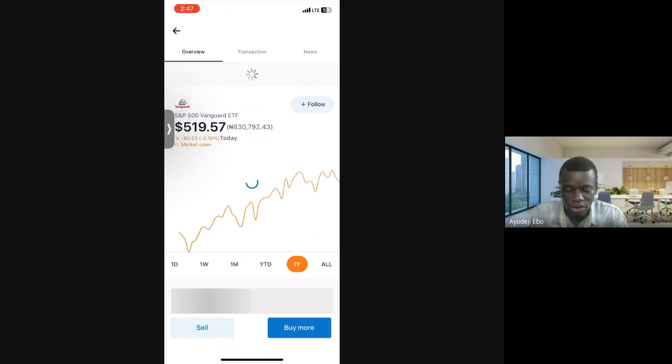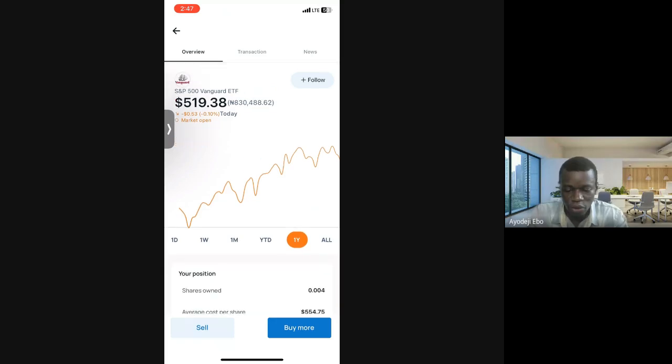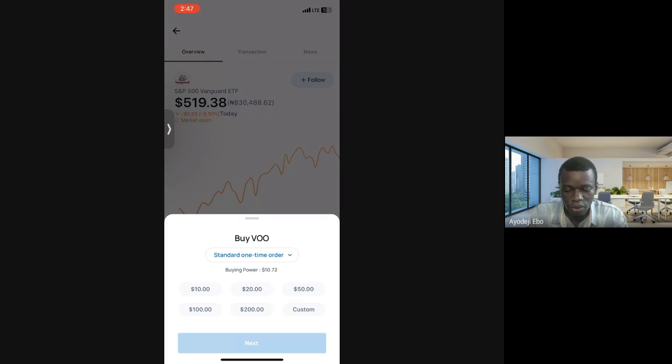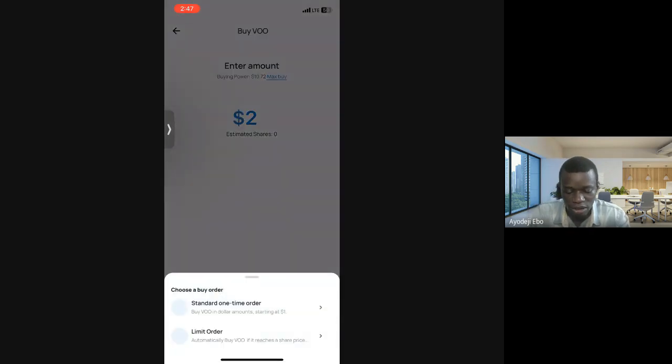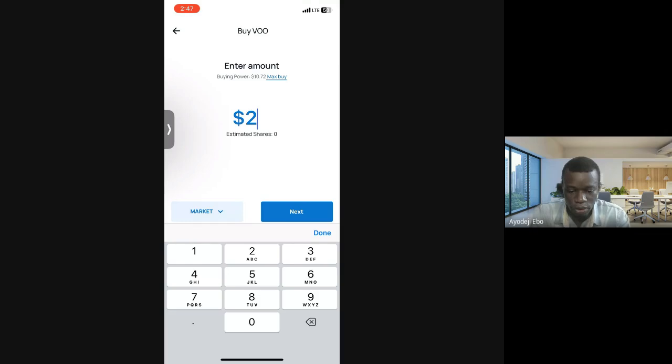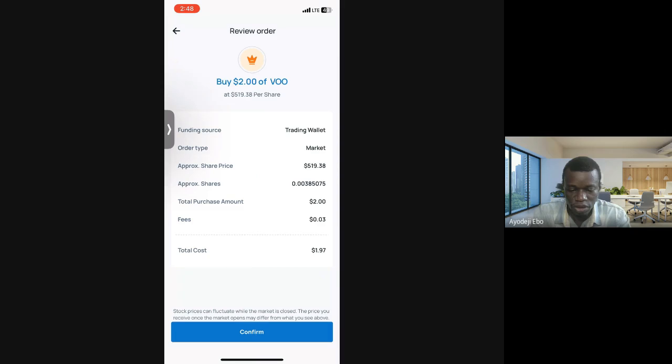When you want to buy, let me use this as a test again. I'm buying VOO, maybe for $2. That's the beauty of it. When you are buying fractional shares, you can't choose limits, because you are not buying up to one unit of the share. I move on, and this shows me the total amount. The fee is 1.5%, so I'm charged 3 cents. At the end of the day, I confirm that I'm fine, then I click on it.